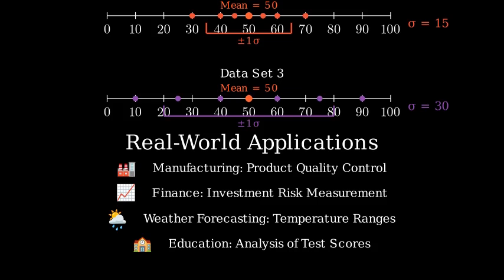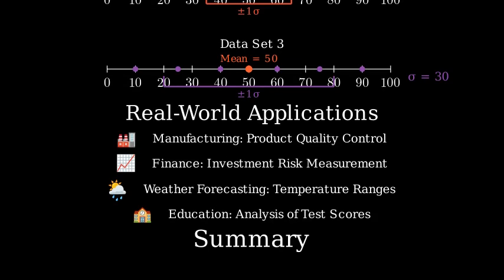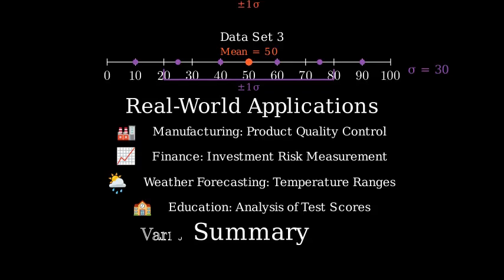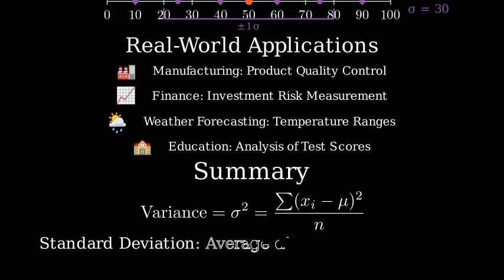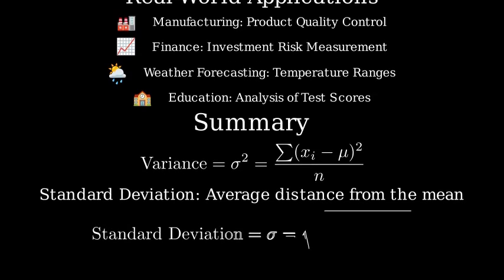Let's summarize what we've learned. Variance measures the average squared distance from the mean. The formula is sigma squared equals the sum of x minus mu squared divided by n. Standard deviation is the square root of variance and measures the average distance of data points from the mean. The formula is sigma equals the square root of the sum of x minus mu squared divided by n.